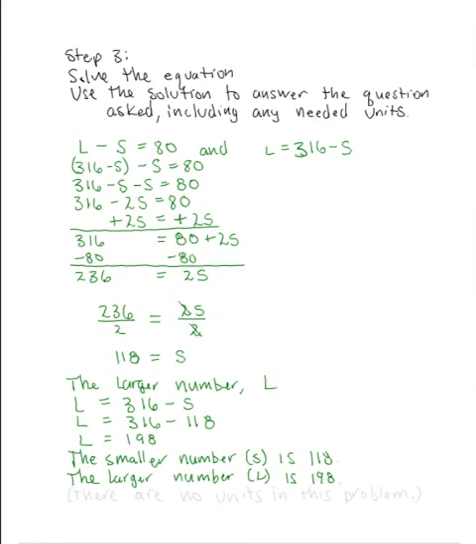As a final note for step 3, the second sentence says, use the solution to answer the question asked, which we have done, and it says including any needed units. There are no units associated with this problem, so let's just go ahead and write that, so we acknowledge that we didn't forget to think about that. There are no units in this problem.